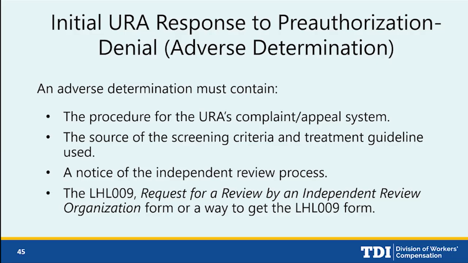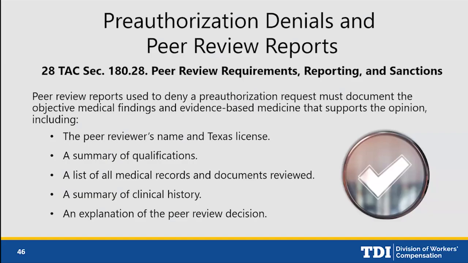They also need to provide a notice of the IRO, the independent review process, as well as the form to use if you want to appeal it. You'll want to request review by the independent review organization, and that's going to be the LHL 009 form, and that LHL stands for Life Health Lines. You'll find out more about peer review requirements, reporting, sanctions, and Rule 180.28 of the administrative code.